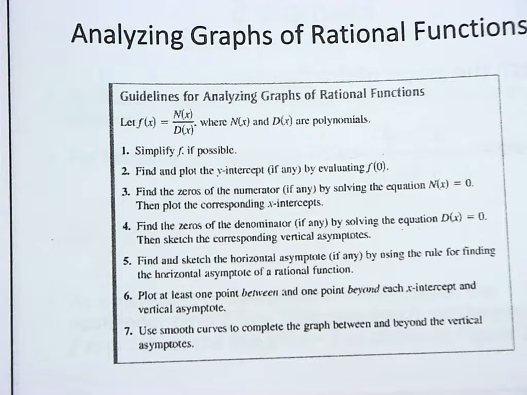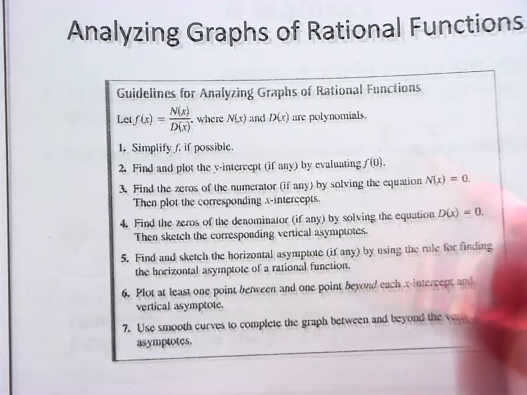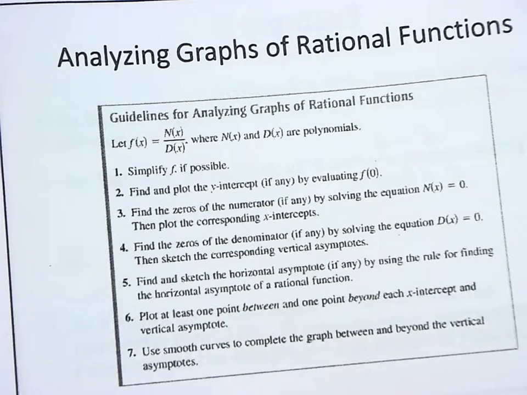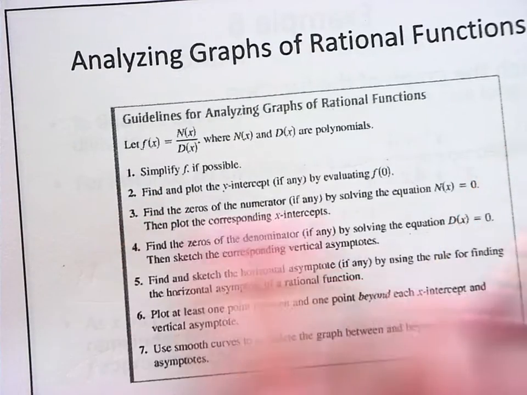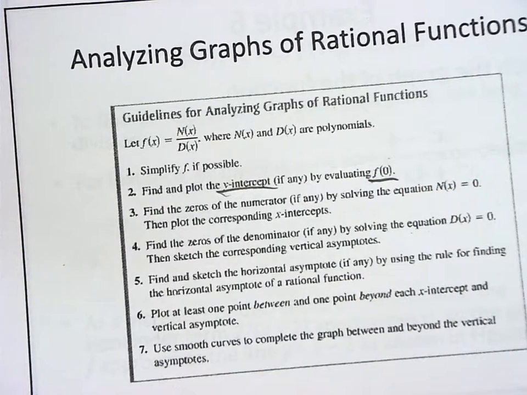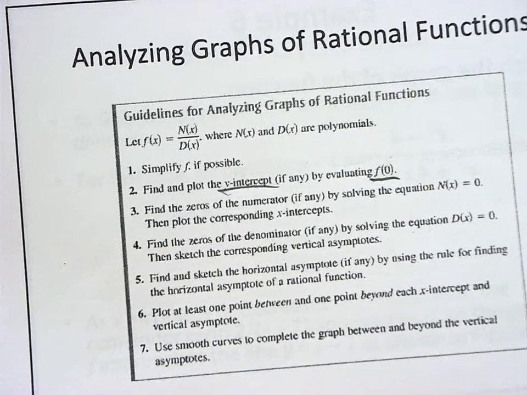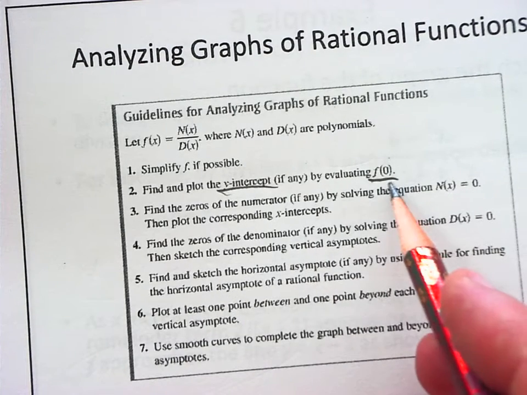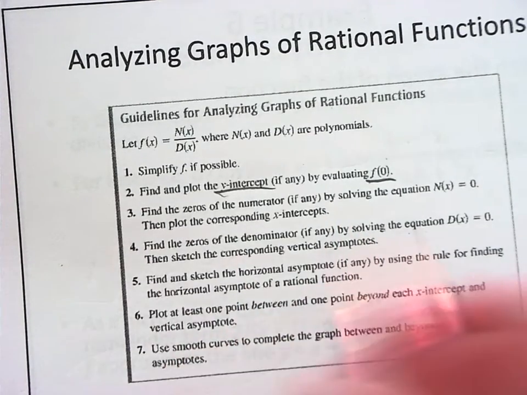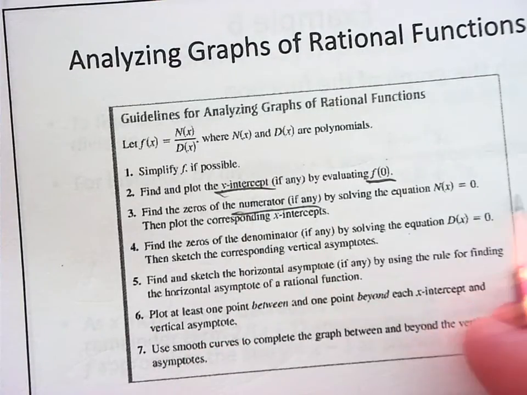If f of x is equal to the numerator divided by the denominator, where N and D are both polynomials, the first step is to try to simplify it. It'll make your life easier, with less to do if things cancel off. Next, find the y-intercept. The y-intercept occurs when x is equal to 0, so plug in 0 and get the y-intercept. Then get your x-intercepts. We already said the x-intercepts happen when the numerator is equal to 0.